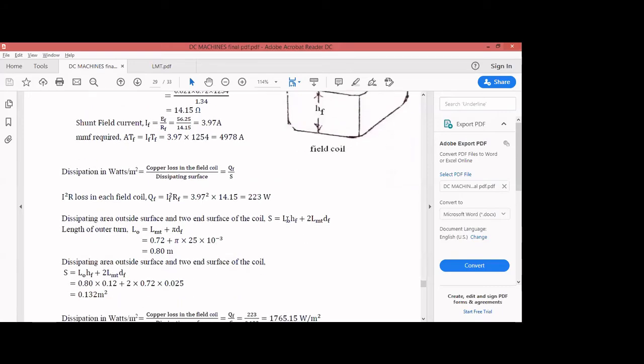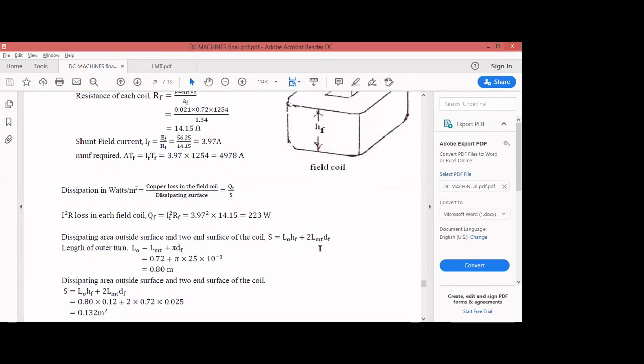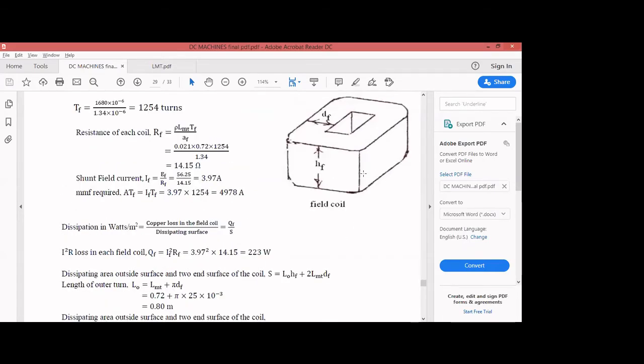Now what do I have to calculate? I don't know L0. So what is L0 now? L0 is nothing but the outer turn. The outer turn is what we call the perimeter. Once you calculate LMT, for the outer turn or perimeter you can directly use the formula: you already know LMT, you add one more pi DF. Then you get the outer turn.